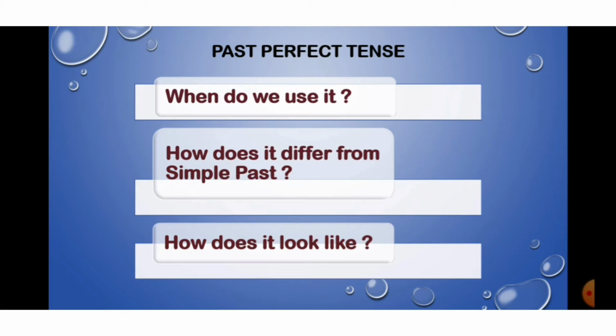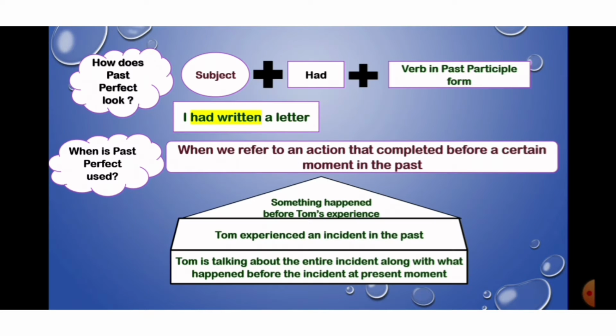So let's start. First, we will see how it looks. There will be a subject, then had as it is of the past time, then the verb in its past participle form. Example, I had written a letter. I is the subject, then we get had, then written, which is the past participle form of the verb write. So, thus we are getting the past perfect tense.